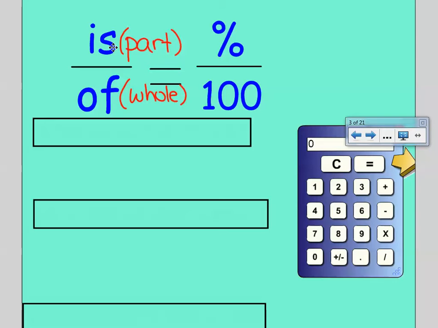Pause the video if you need to finish writing those down, because we're going to start solving those three problems that you see on your paper right now. So the first one says, what percent of 75 is 6? I see the word of, and I see the word is. So I need to match up which number is closest to which keyword.